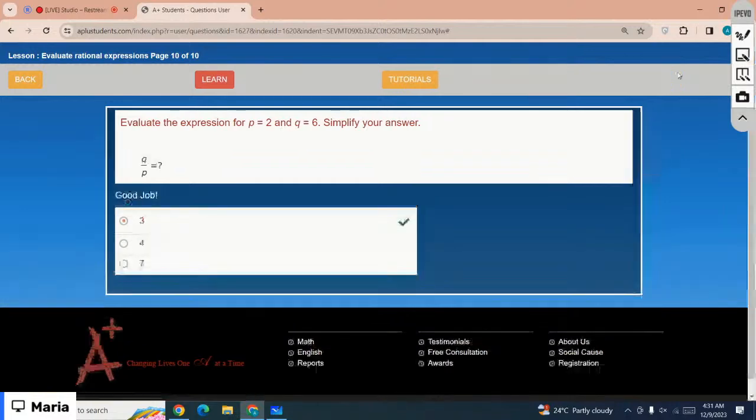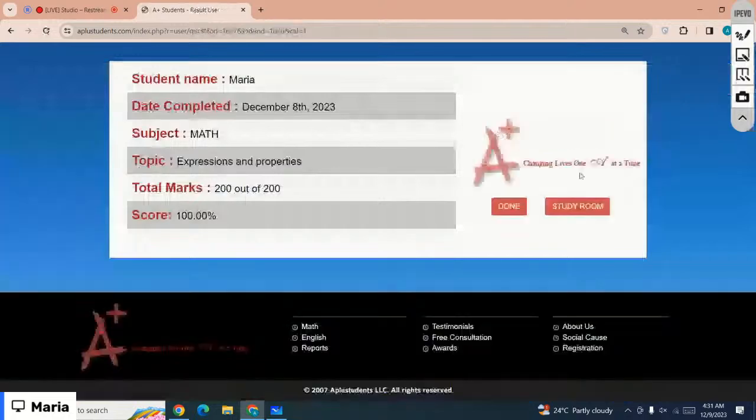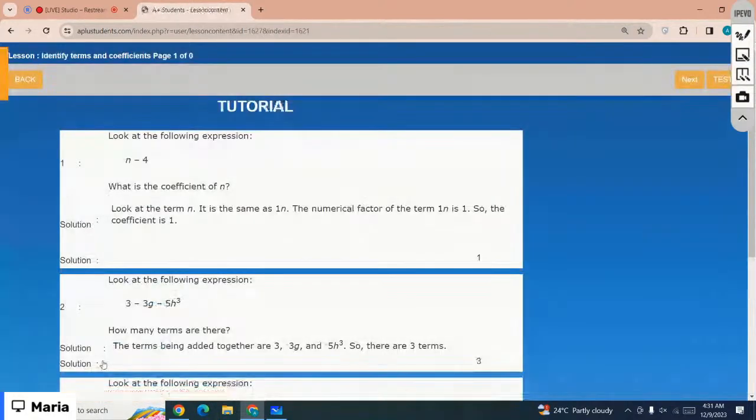Okay, we are done with the lesson. Let's just move on to the next lesson. The next one is, I think, identify terms and coefficients. Yes, here it is, identify terms and coefficients.